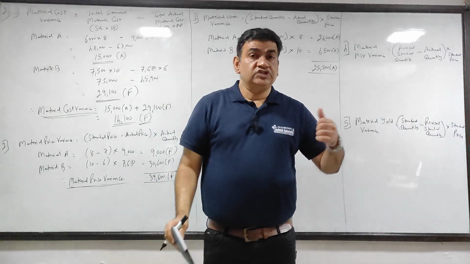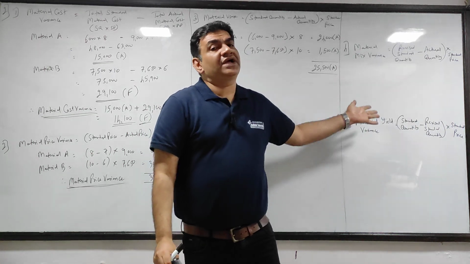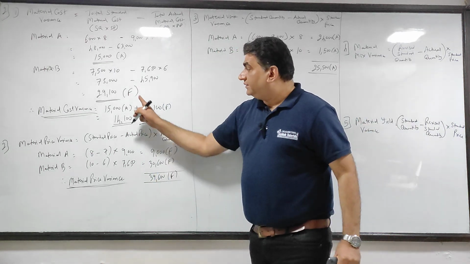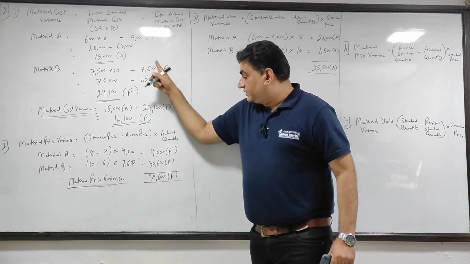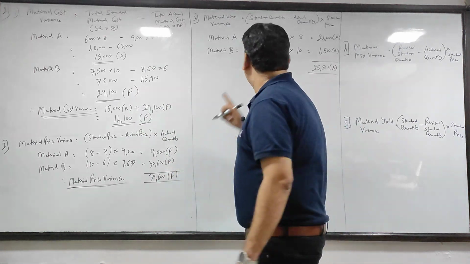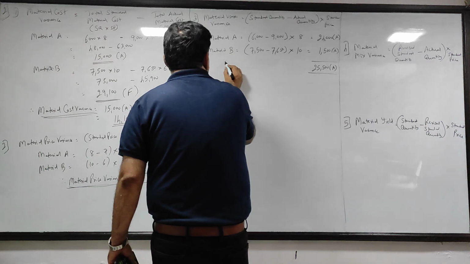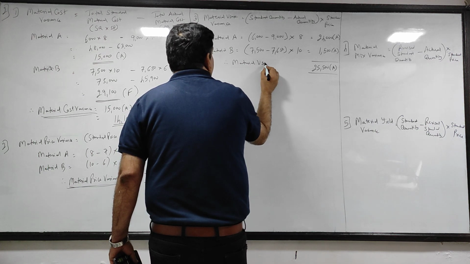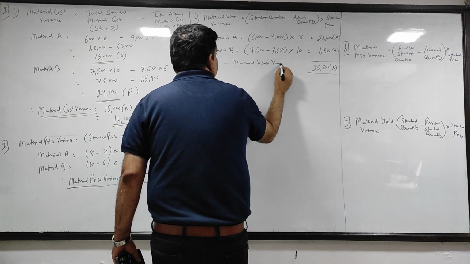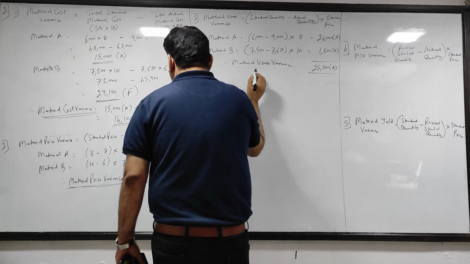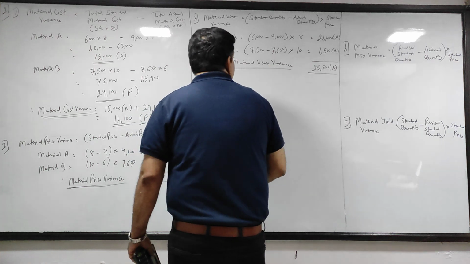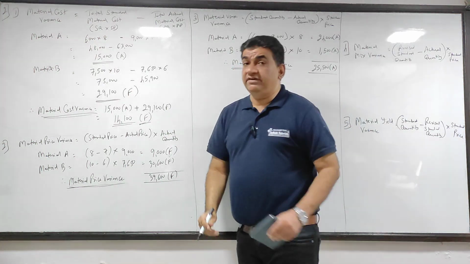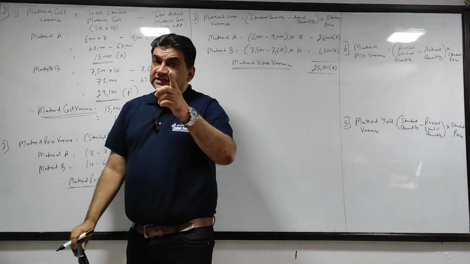Both are negative, so add negative and negative, it becomes adverse. Here, one was favorable and one adverse; here, both were favorable, and here both adverse. Therefore, material usage variance will be 25,500 adverse. Now guys, listen up.